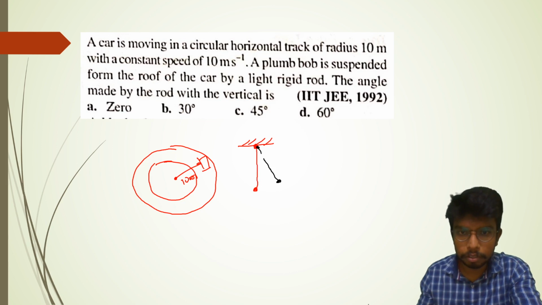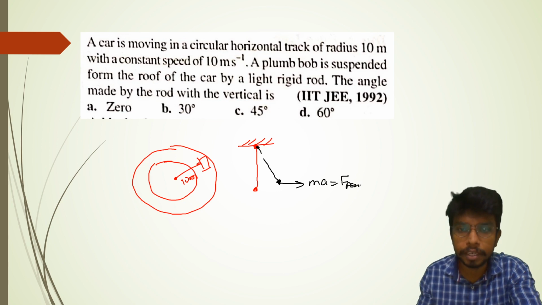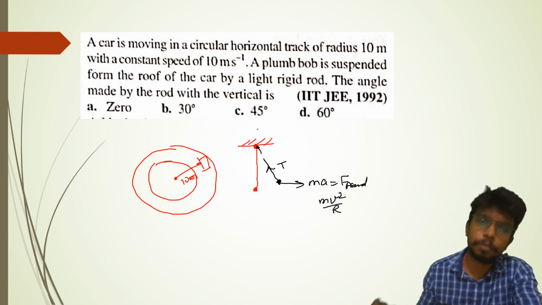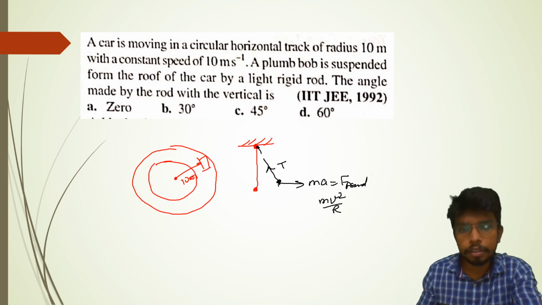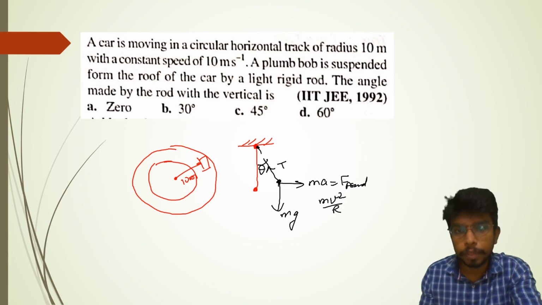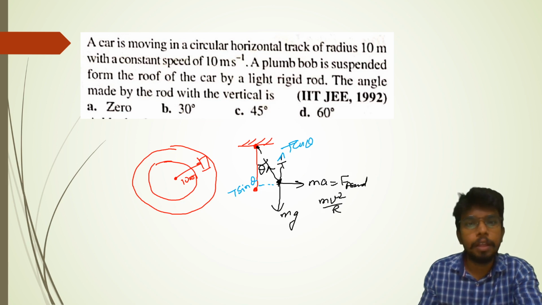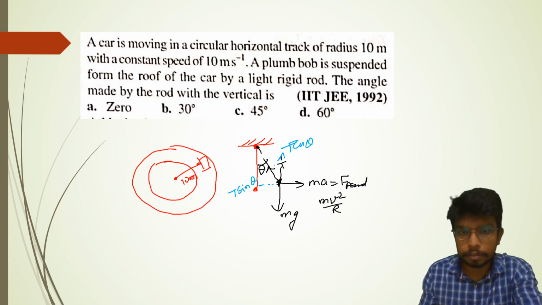Now what are the forces acting on this? There is a force in the outward direction, which I call a pseudo force, or you can say a centrifugal force, which is nothing but mv square by r. That will be the pseudo force. There will be the tension force, the tension in the string, and obviously there is the weight mg. And right now they say it is in a stable condition. So if we try to balance it out, T cos theta balances mg, and T sin theta is going to balance ma. The angle made by the rod with the vertical, theta, is what we need to find out.